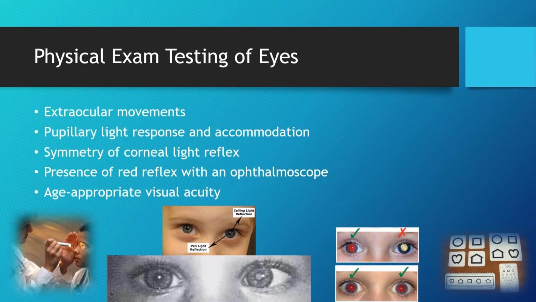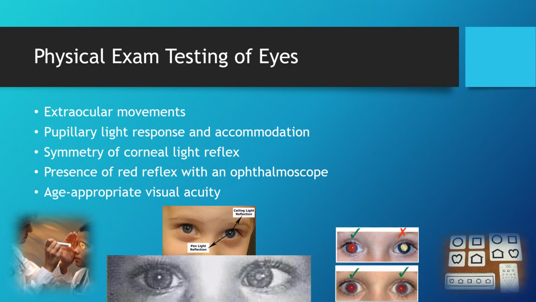Do they accommodate? So picture 1 there shows shining that light in the eye, and you can see that pupil constrict and accommodate for that brighter light. More advanced practice nurses or physicians will check for corneal light reflex and red reflex.